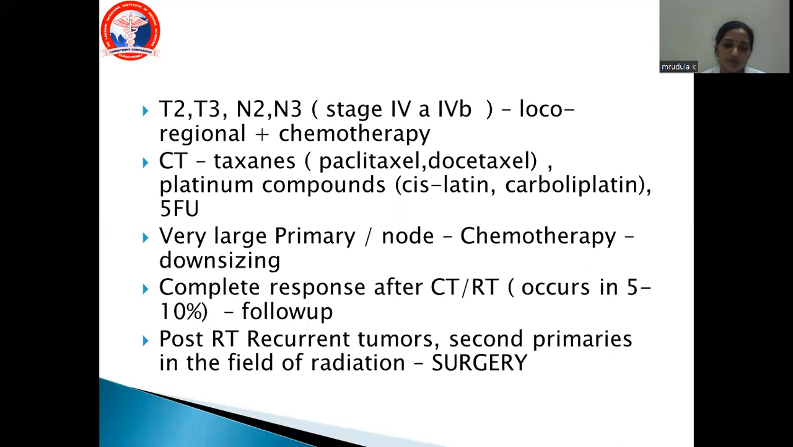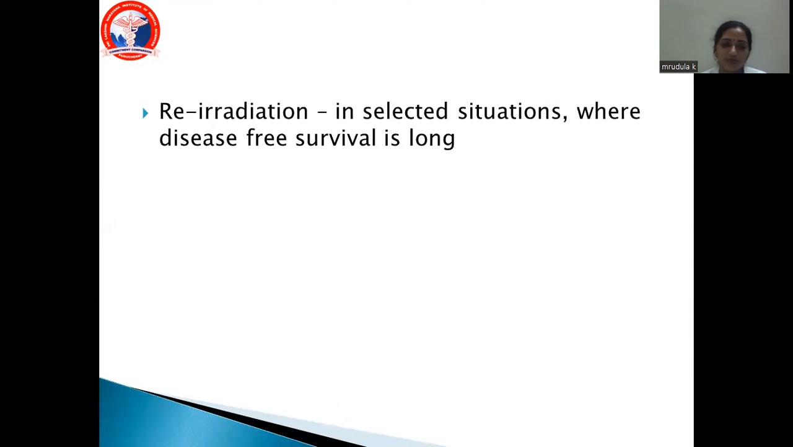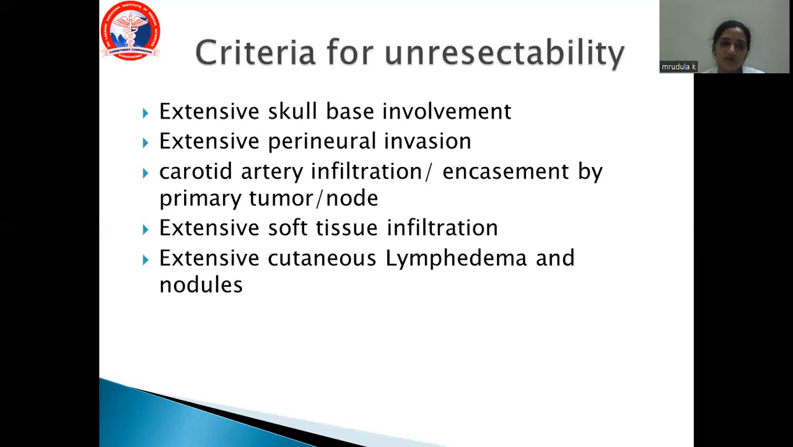Complete response after chemo or radiotherapy occurs only in 5 to 10% of cases. Such cases, you can go for a follow-up. Post-radiotherapy recurrent tumors and second primaries occur in the field of radiation. In such cases, you have to go for surgery. So it is called surgical salvage of radiotherapy failure. Radiation in selective situations where disease-free survival is long can be considered.